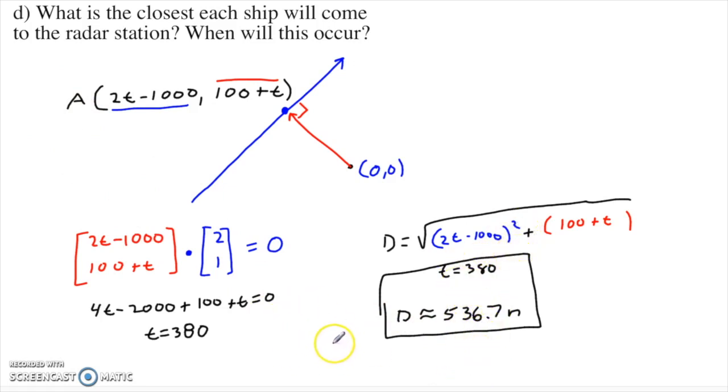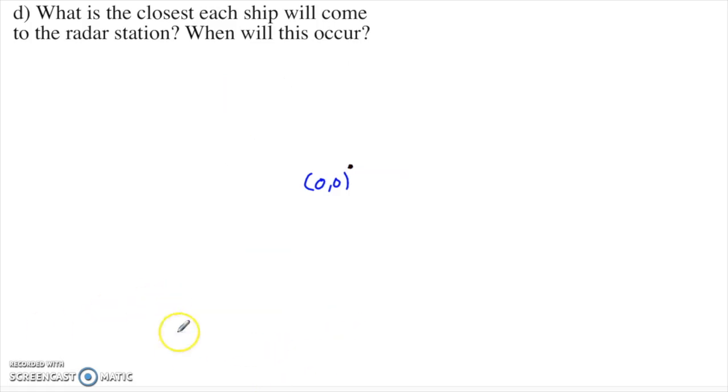Now we're going to ask the same question about the Bandit, the other ship. To answer that, we're going to draw a similar picture, but this time with the Bandit. Now the Bandit is coming in this general direction, right? And we're going to do the same thing. We're going to look for this vector to be perpendicular. So I'm trying to make a right angle there.